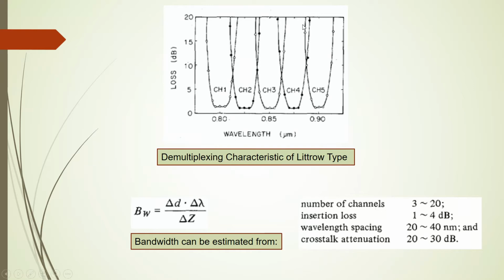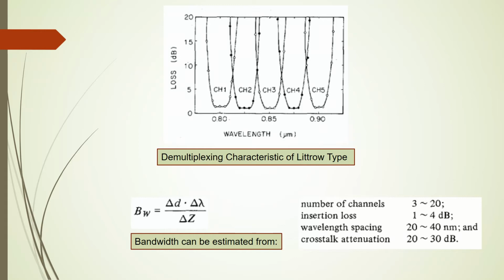And this is the multiplexing characteristic of the litho type, where the sample here has 5 channels. From the 5 channels we must find the difference of the diameter. First is the difference of the diameter that comes from the input fiber, the core diameter, and the second one is the output core fiber.